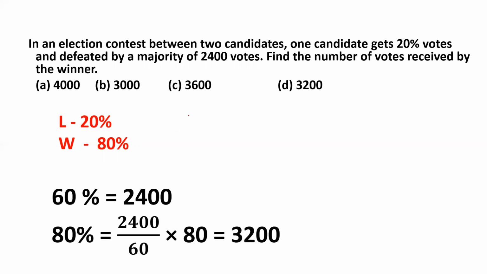You are asked to find the votes received by the winner, not the total number of votes. So winner gets 80%. So 60% is given as 2,400, 80% is equal to 3,200. This is 40 times. So 40 times of 80 is equal to 3,200. I hope it is understood.